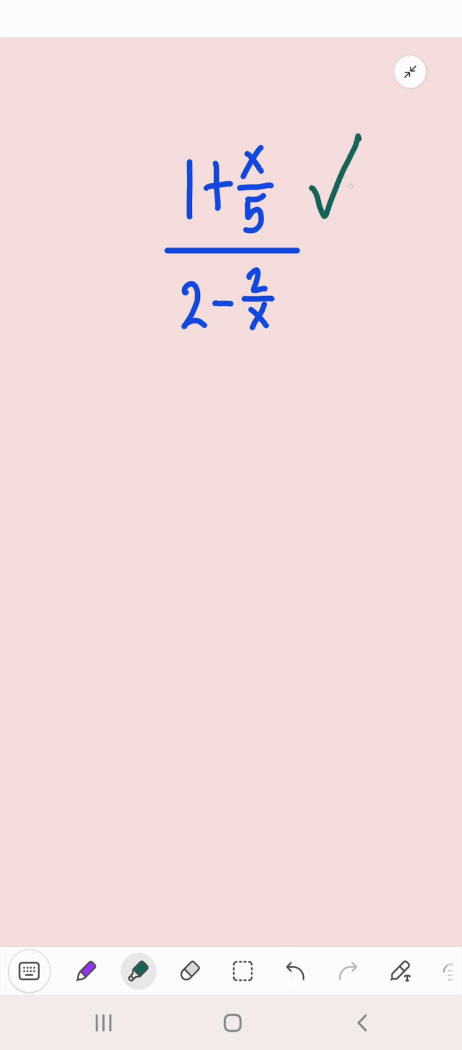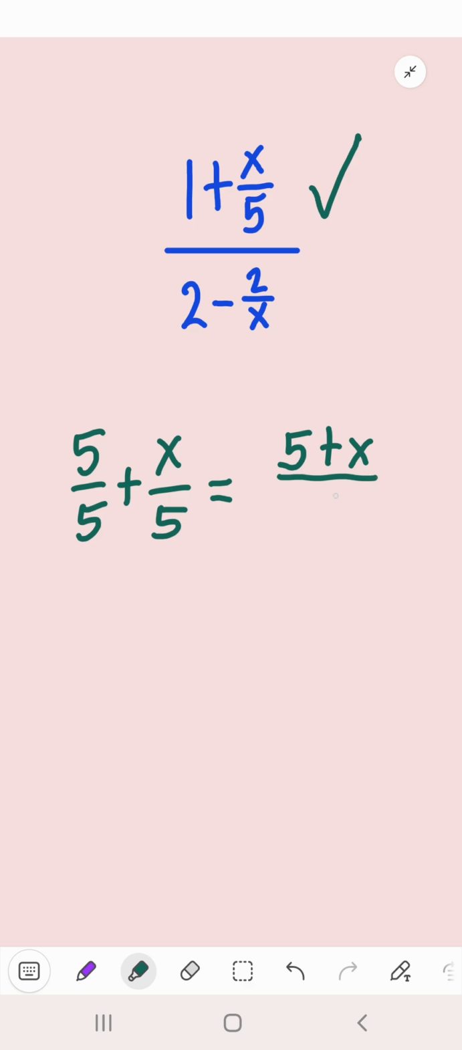Let's focus on the numerator, and we can let 1 equal 5 over 5. And we can just simply copy down x over 5. And since we have like denominators, we are going to add the numerators. So we are going to get 5 plus x all over 5.